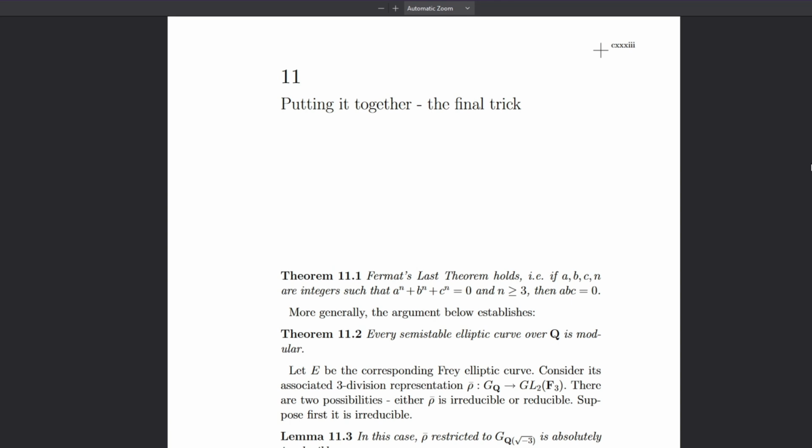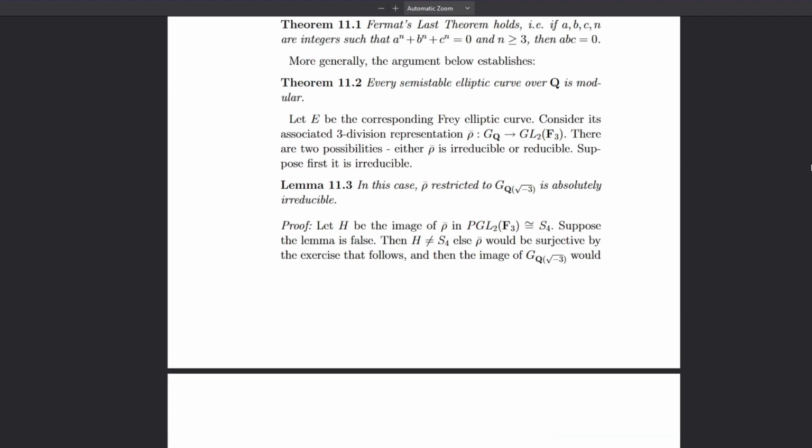More generally, the argument below establishes: every semi-stable elliptic curve over Q is modular. Let E be the corresponding Frey elliptic curve. Consider its associated three-division representation rho bar from G_Q to GL2 of F3. There are two possibilities: either rho bar is irreducible or it is reducible. Suppose first it is irreducible.